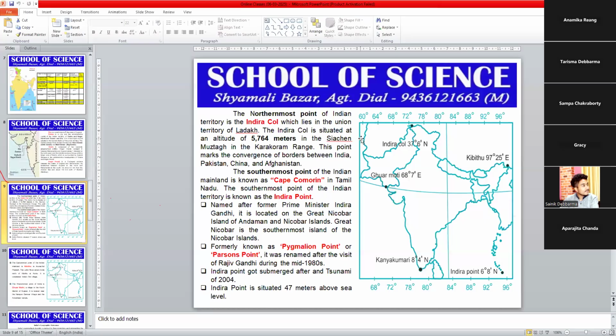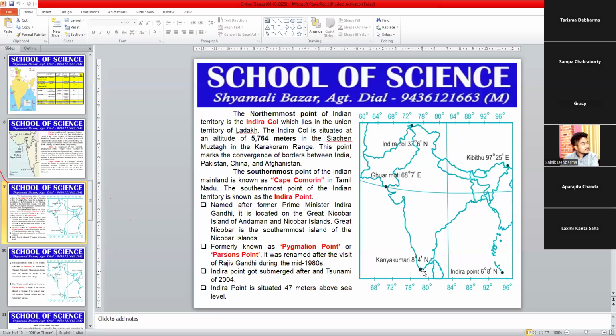The Indira Col is situated at an altitude of 5,764 meters in the Siachen Muztagh in the Karakoram range. Which range? Karakoram range. This point marks the convergence of borders between India, Pakistan, China, and Afghanistan. Here, this is the point where India shares a small border with Afghanistan.